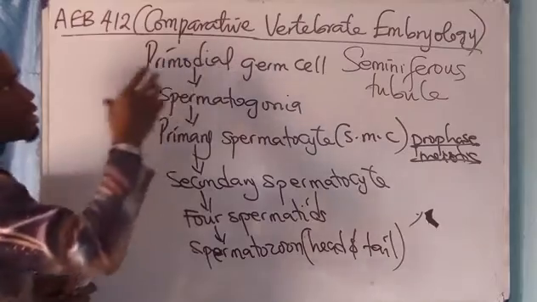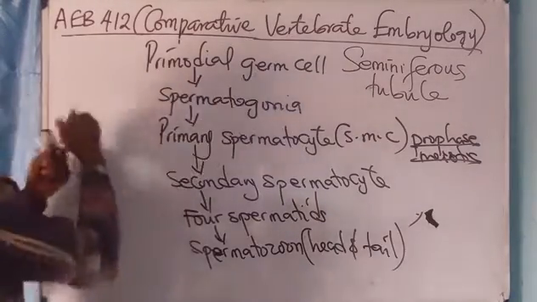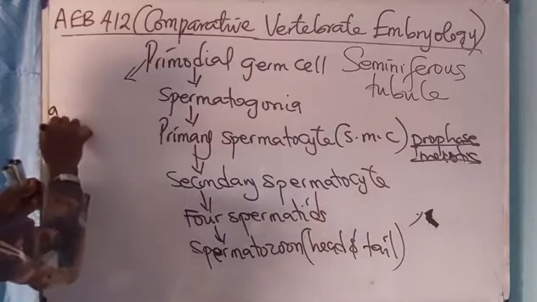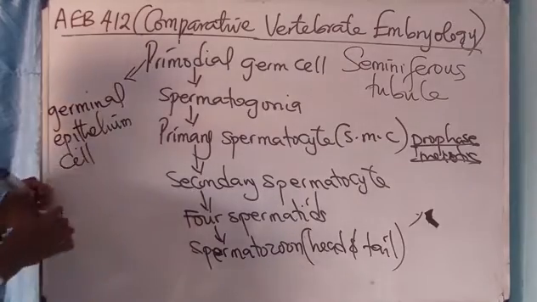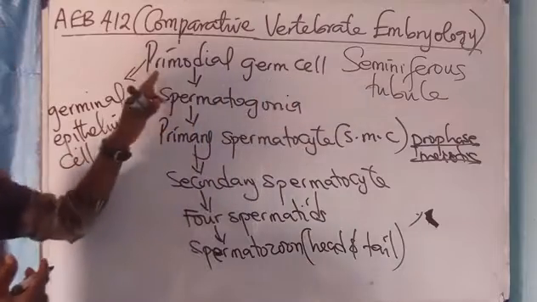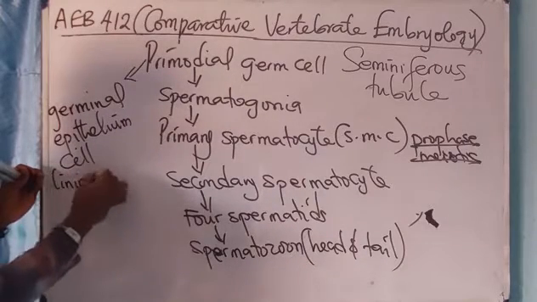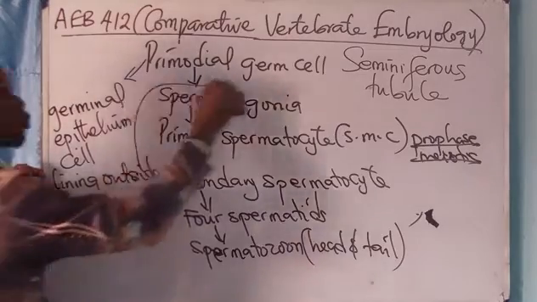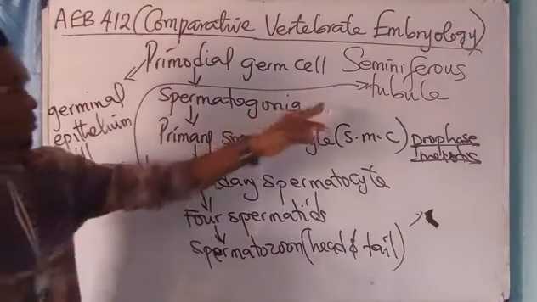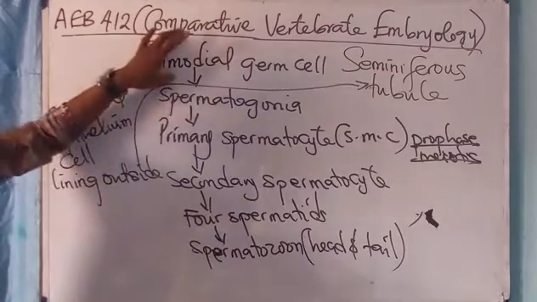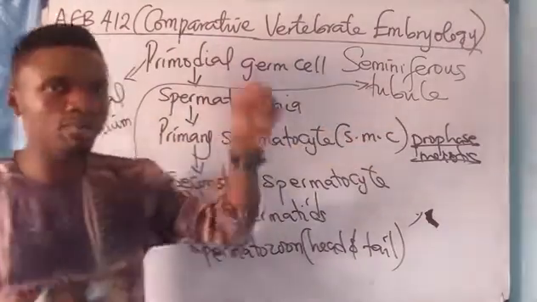So this is how spermatogenesis occurs in a male animal. Please take note of it. The primordial germ cell originates from the germinal epithelium cell. This primordial germ cell that undergoes mitosis originates from the germinal epithelium cell, and this cell is found lining the outside of the seminiferous tubule, which means that it is this cell that gives rise to the other one.